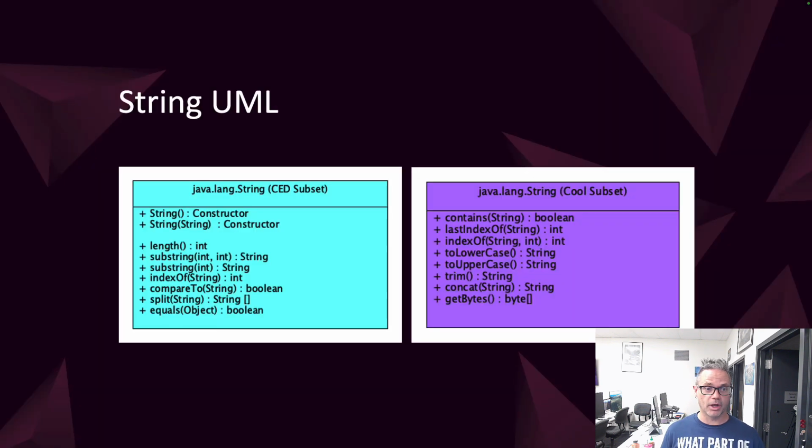Here's a quick UML representation of some of the stuff we have inside the string language. We have the AP Computer Science CED subset, the stuff we have to actually know for AP Computer Science A, as well as the cool subset that we can use to do some really cool stuff. If you work within the CED subset, you can do basically everything you might want to know, and the cool subset just adds even more stuff to it. And so we'll take a look at this as we go through.